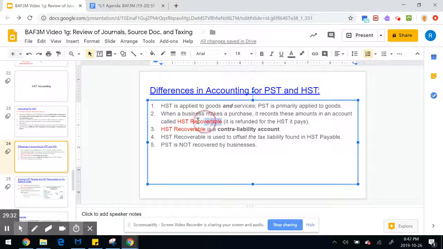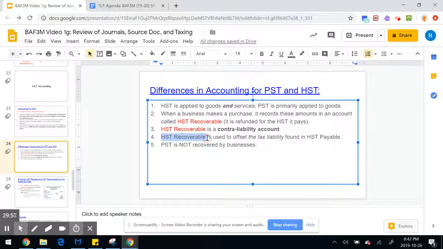Okay, so every time we're going to debit HST recoverable. We debit it because it's almost like an asset, right? It's money that we had to spend, but we're going to get it back because we get to deduct it from our HST payable. For that reason, HST recoverable is something we call a contra account, a contra liability account in this case. A contra account is a smaller account that tends to offset the value of a larger account. So I'll show you that in a second.